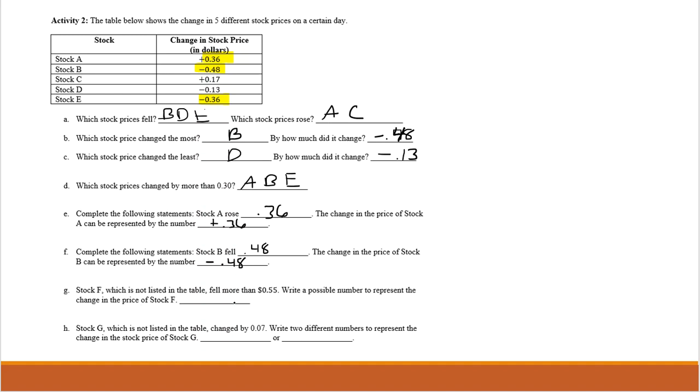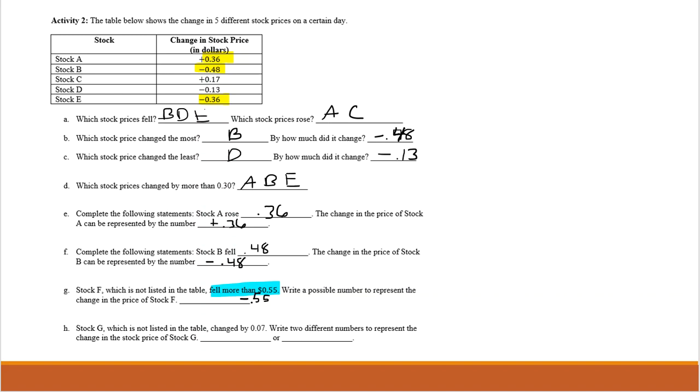Stock F, which is not listed in the table, fell more than 55 cents. So it fell more than 55 cents. Write a possible number to represent the change in the price of stock F. So if it fell 55 cents or more than 55 cents, we can say that it lost 55 cents in value.